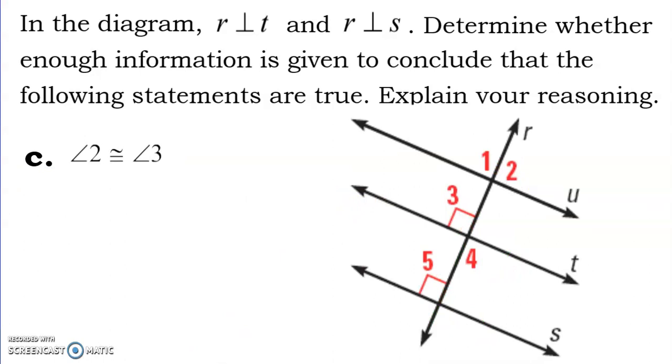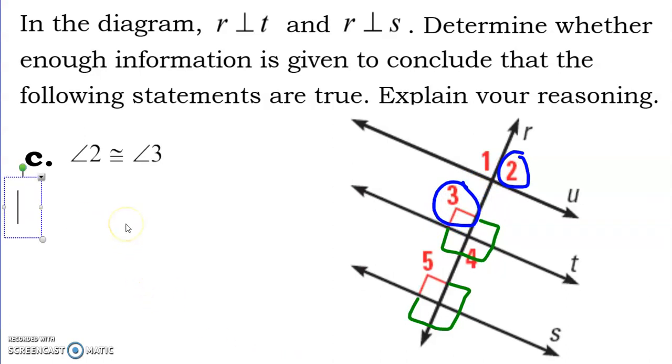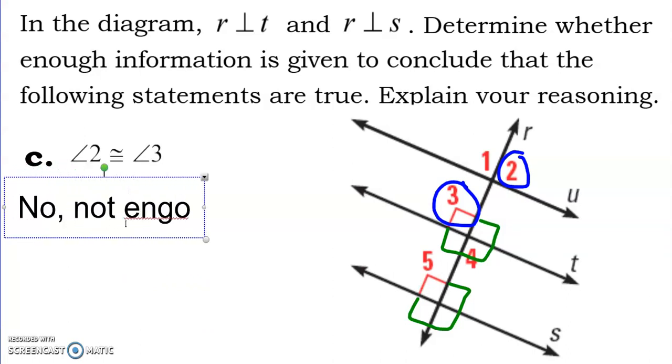And last, is angle 2 congruent to angle 3? Well, like we said, all four of these are 90 and all four of these are 90. So is angle 2 congruent to angle 3? Well, we know angle 3 is 90 degrees, but we don't know the measure of angle 2. It might look like it's 90 degrees, but that doesn't mean that it is 90 degrees. So no, we don't know that they're congruent because there's not enough information.